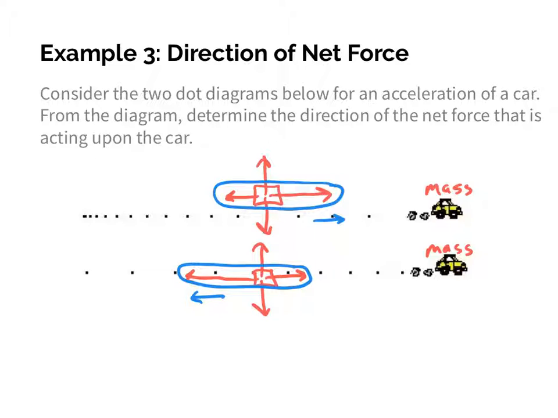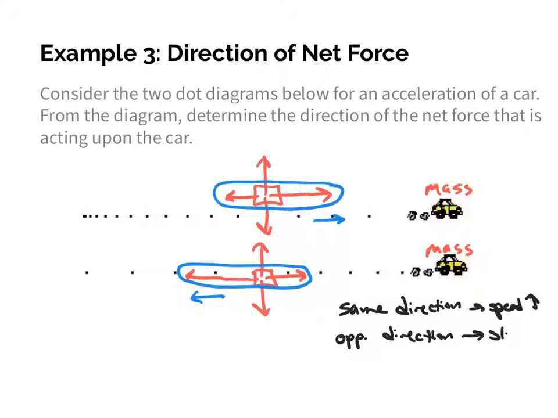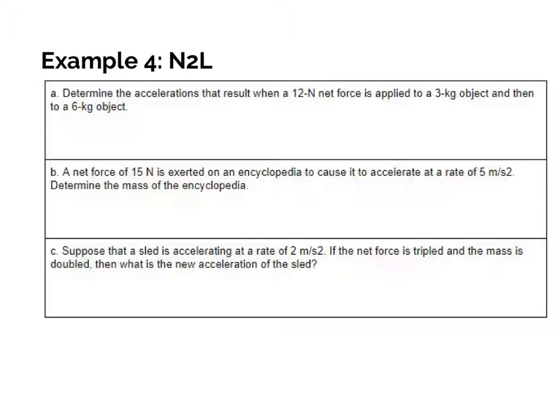So the key thing is this: if the net force, this blue arrow, is acting in the same direction, that's going to cause it to speed up. If it's acting in the opposite direction, it's going to cause the object to slow down. So the key thing here is that same direction represents speeds up, I'll just write with an arrow. And opposite direction means the object is going to slow down. Again, that's looking at the direction of motion and the direction of the net force.